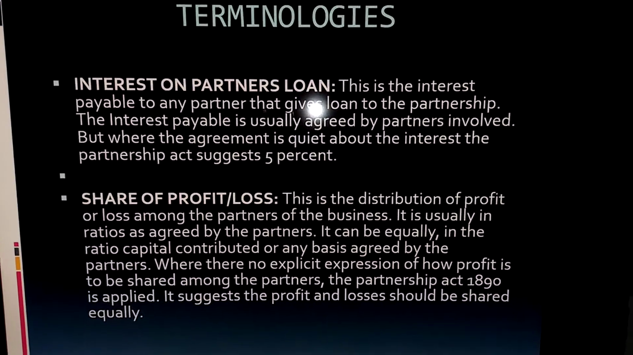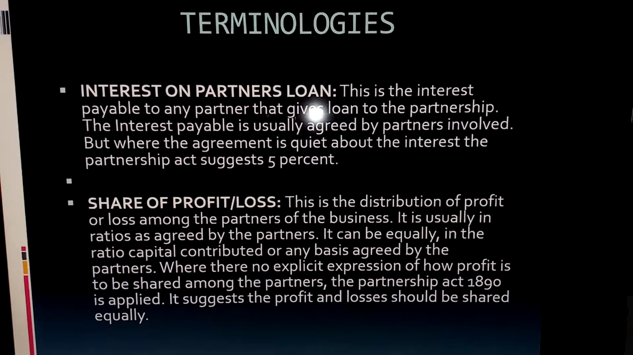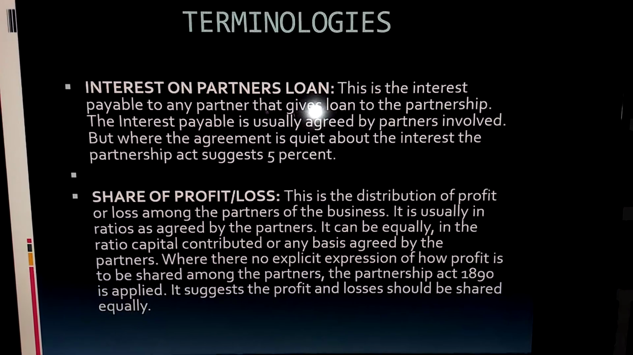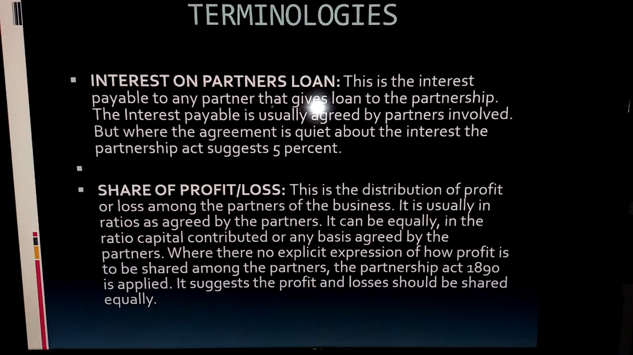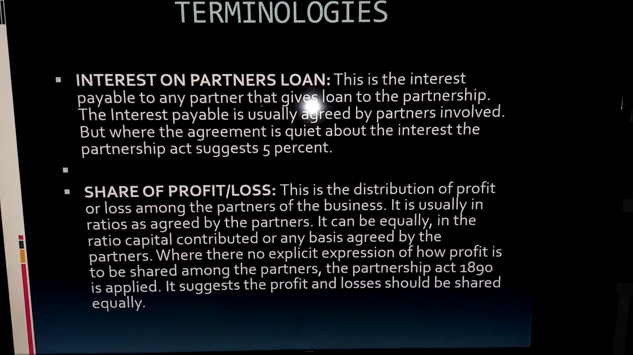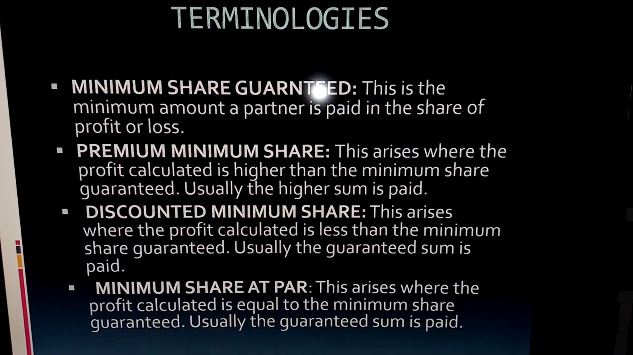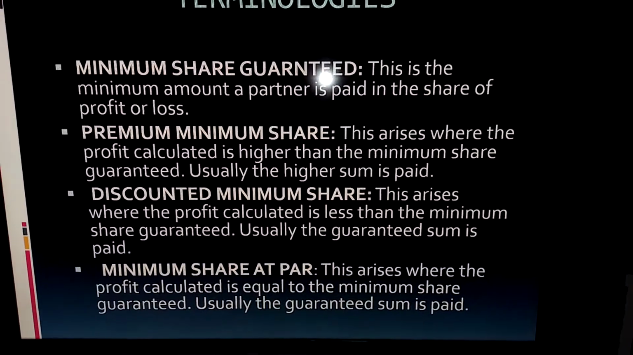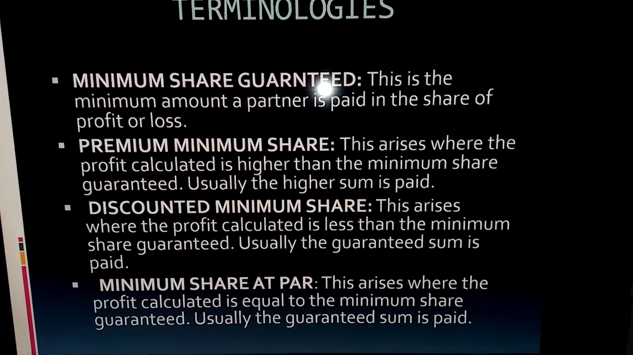But where there is no explicit expression, where there is no rule or no agreement on how the profit should be shared, we apply the Partnership Act 1890 that says that what? Profit should be shared what? Equally. Now we have minimum share guaranteed, or guaranteed minimum share, or guaranteed minimum sum, or minimum sum guaranteed.